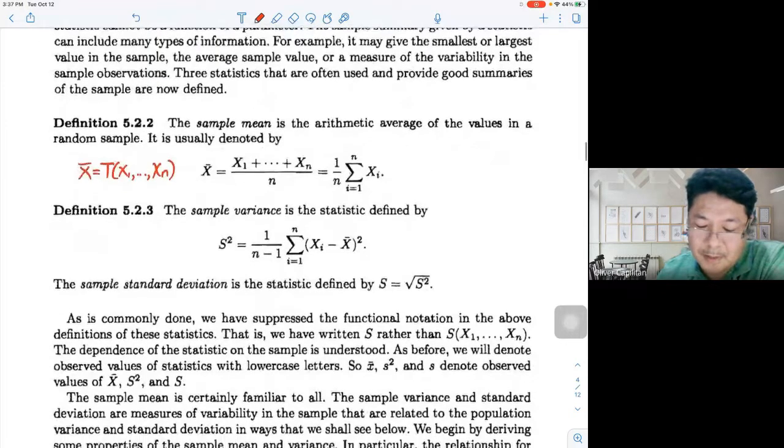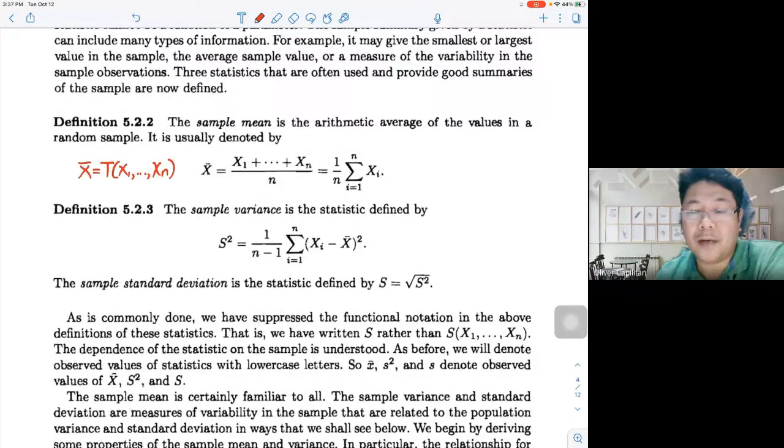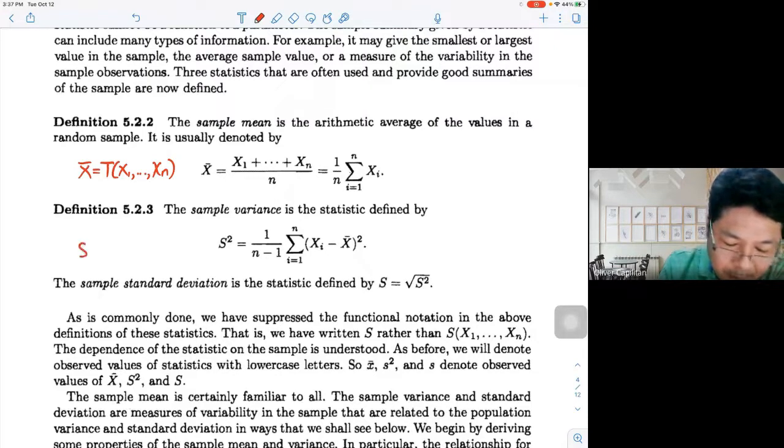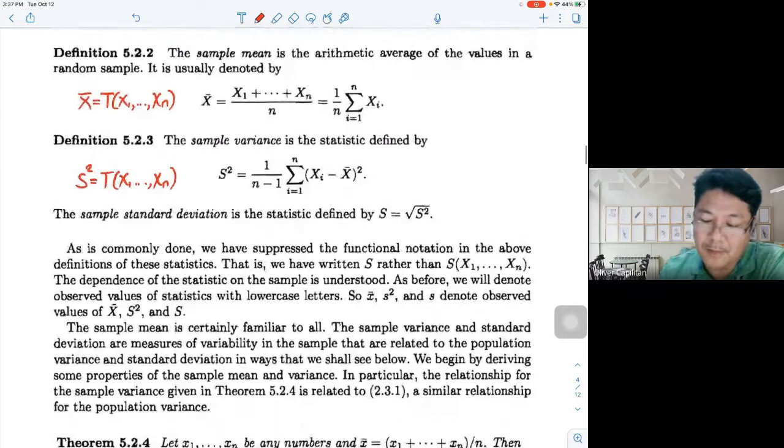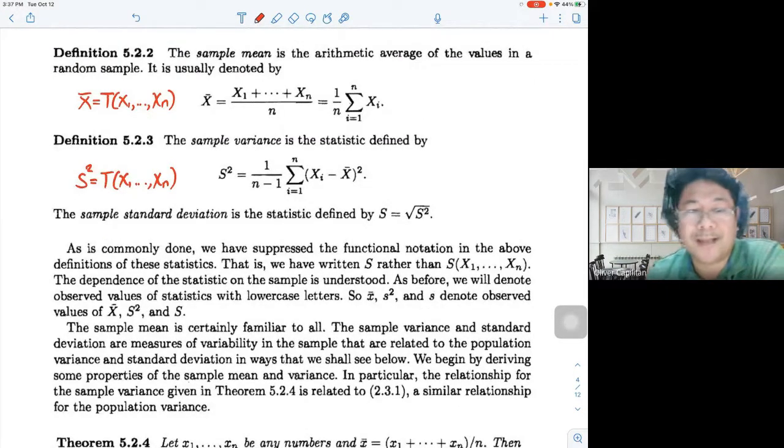The sample variance is the statistic defined by S squared equals 1 over n minus 1 times the finite summation of the square of the deviation of X sub i minus X bar, i from 1 up to n. We can also express this, according to our definition, as a function of our random sample, T of X1, and so on and so forth, up to X sub n. Then the sample standard deviation is defined by the square root of S squared, and that is S.